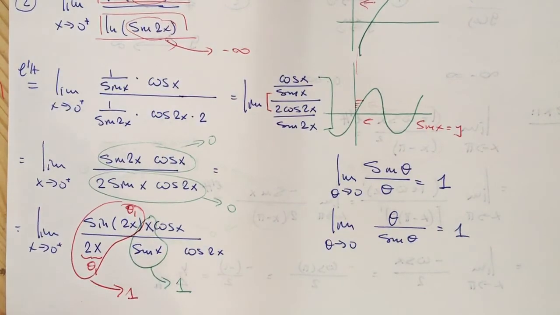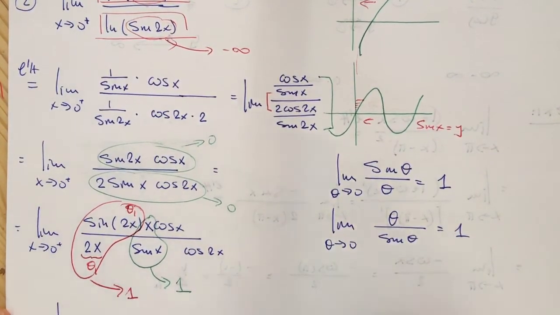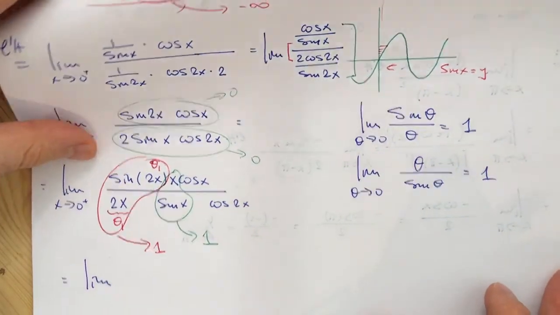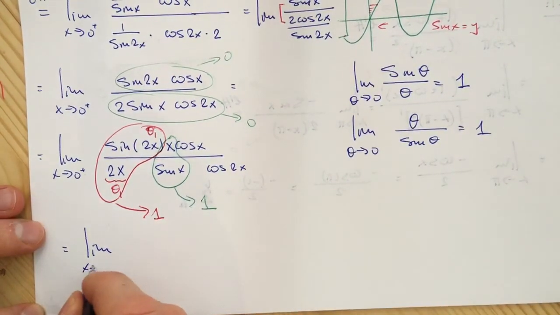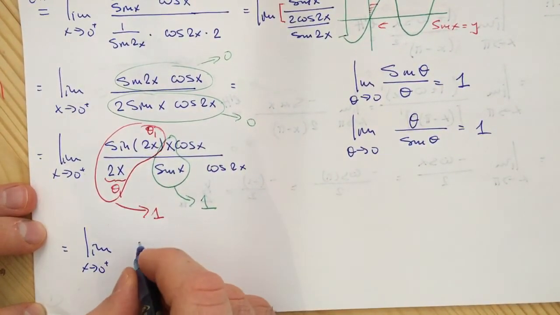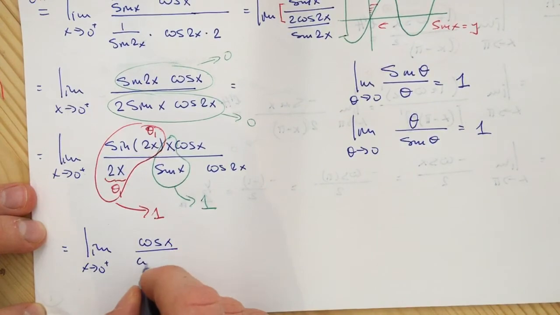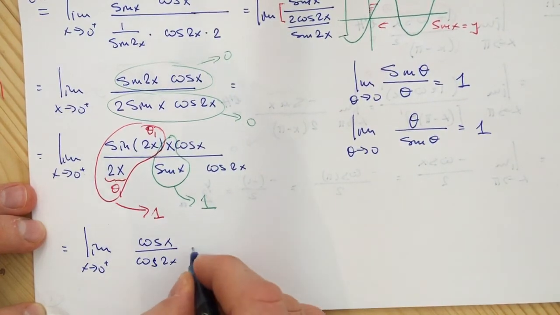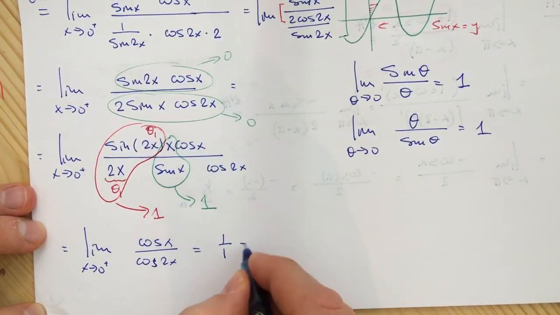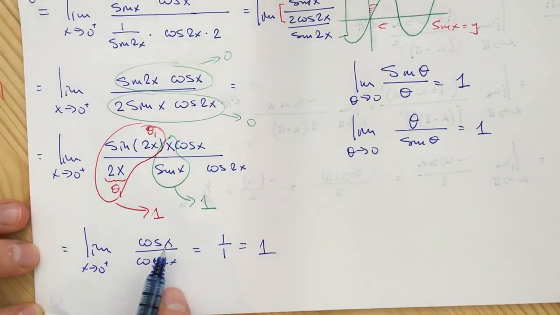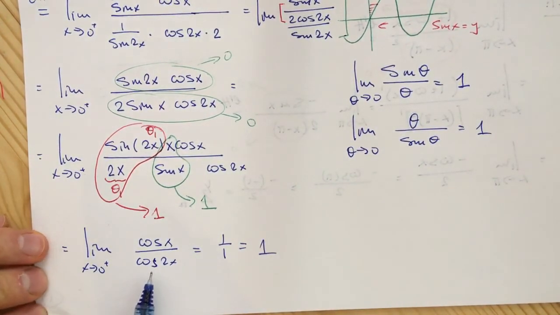And now, what do we have? We have the limit as x goes to 0 from the right of cosine of x over cosine of 2x, that's 1 over 1, which is equal to 1. Cosine of 0 is 1. Cosine of 2 times 0 is 0, so cosine of 0 is 1.